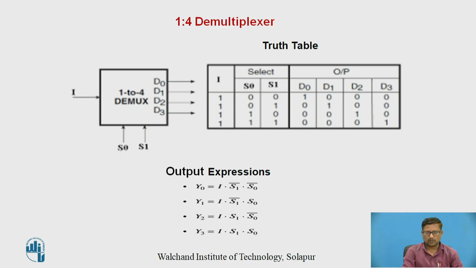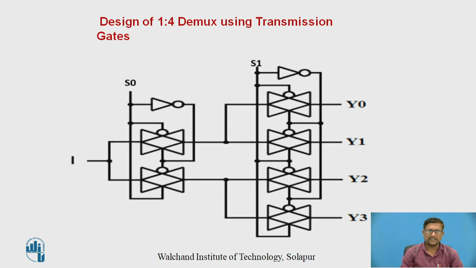particular diagram of the 1:4 demultiplexer, now we can design the same 1:4 demux by using CMOS logic. In that we are using the transmission gate. By using transmission gate, we can design the layout of the 1:4 demux by using DSCH schematic software. So this is the layout diagram using transmission gates.